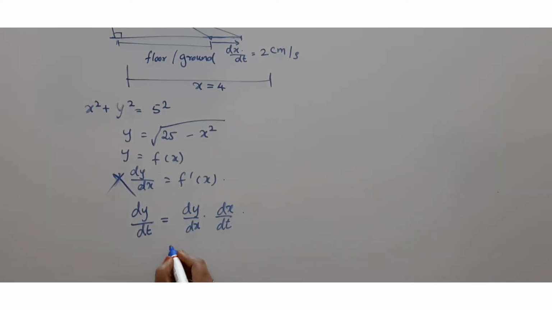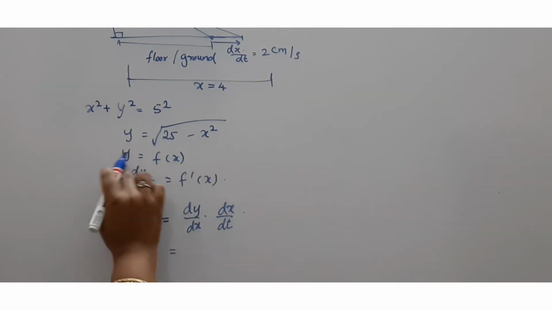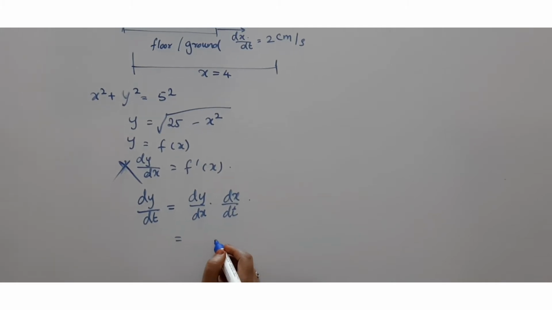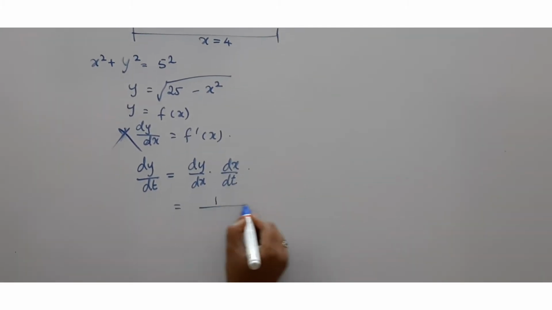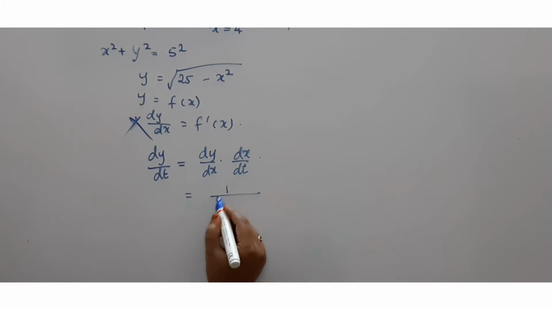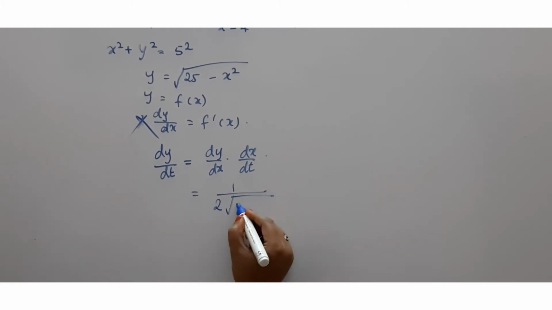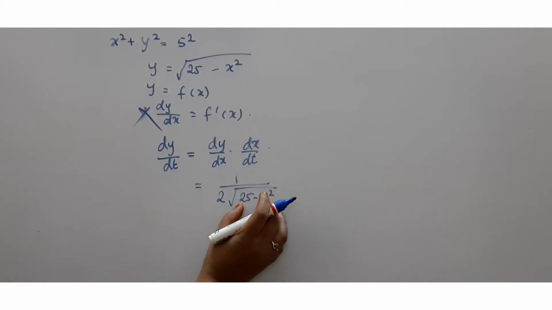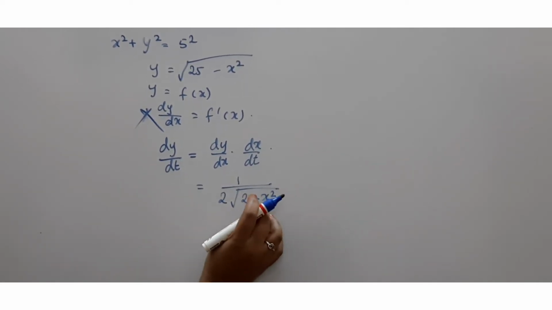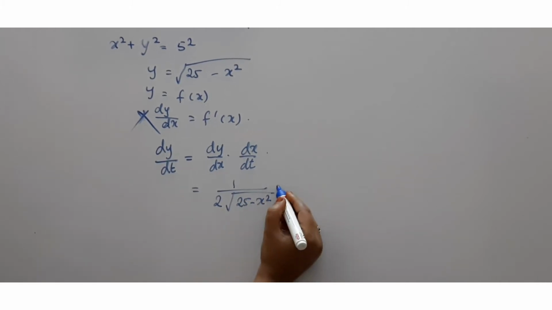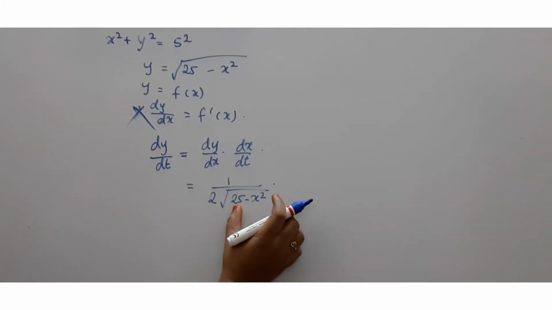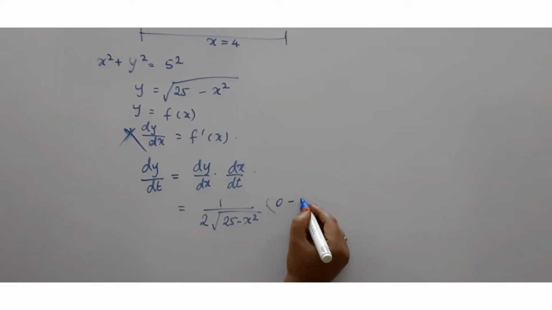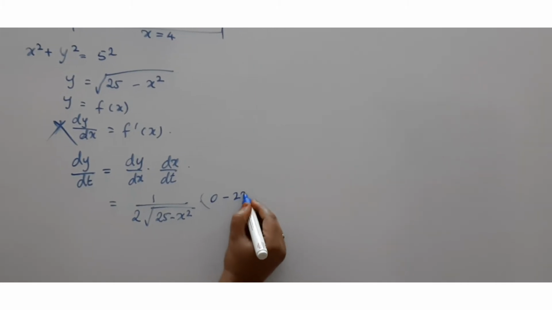So what is dy by dx? We know y is a function of x. What is the function? Root of something. When we differentiate root of something, it is 1 by 2 into root of that value. The value inside the root is a function of x, which has to be differentiated further by chain rule. When we differentiate 25, it is a constant, so 0. When we differentiate minus x square, it is minus 2x.